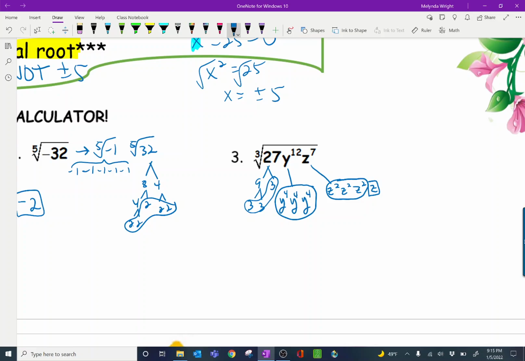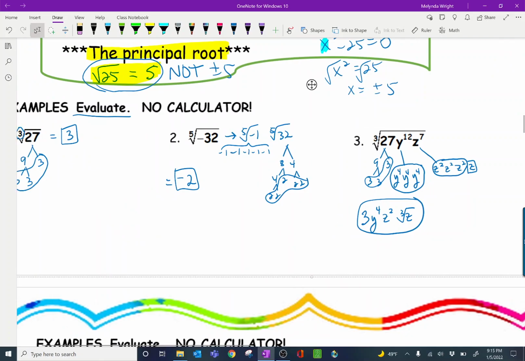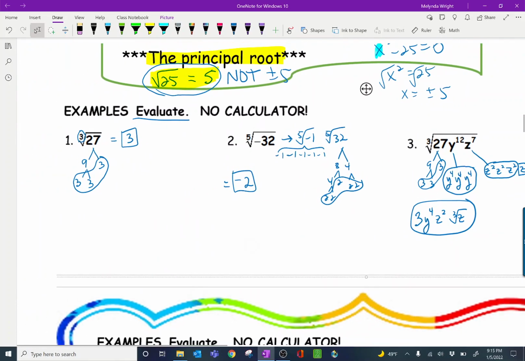So for the groups of 3, a 3 is going to come out. Remember, we take one of those items out because they're in groups of 3. Y to the 4th, z squared, and we're going to have to leave inside the radical a z. Okay, and so that's how we would do that problem. All right, great. Let's go to the second page and see what we've got going on in here.